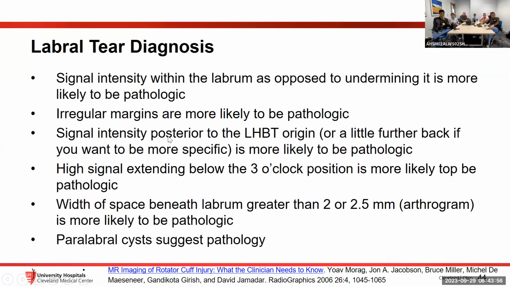Here, okay, this is the key slide we can get close to ending on. These are the ways we can describe or differentiate labral tears versus variants. Within the labrum, as opposed to undermining, is most likely to be pathologic. Irregular margins are more likely to be pathologic. Signal intensity posterior to the long head biceps tendon origin, so at the 10 or 11 o'clock position, is more likely to be pathologic. Below the 3 o'clock, we already talked about that. And if that fluid space is greater than 2 millimeters, or 2.5 if it's an arthrogram, it's more likely to be pathologic, and the presence of a paralabral cyst is basically pathognomonic for tear.